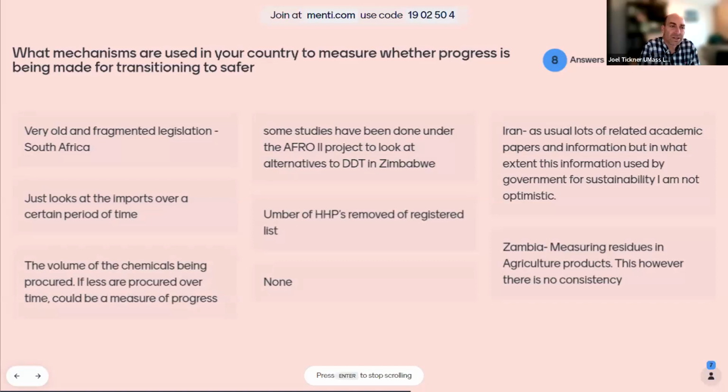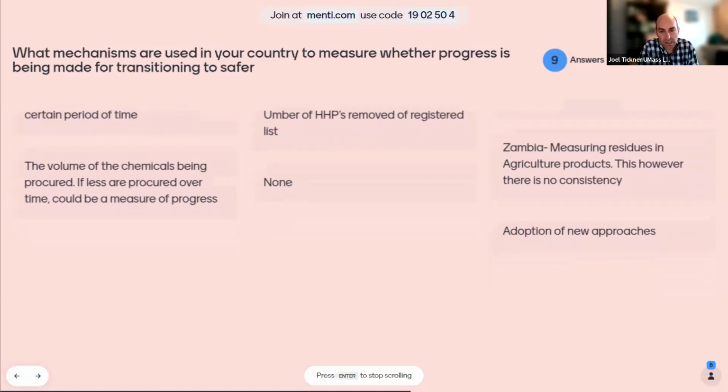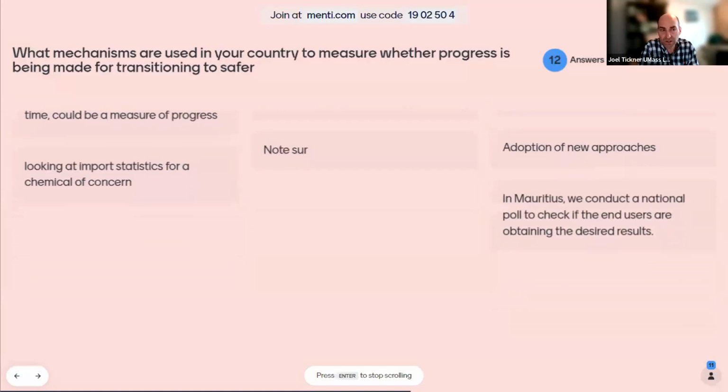Yeah, this is good to see what people are saying about mechanisms to use, whether progress is being made. Frankly, in Europe and the United States, we also lack those mechanisms. We have very good data in the state of Massachusetts because we collect that information on chemical use, waste, emissions at a manufacturer level, so we can measure that.